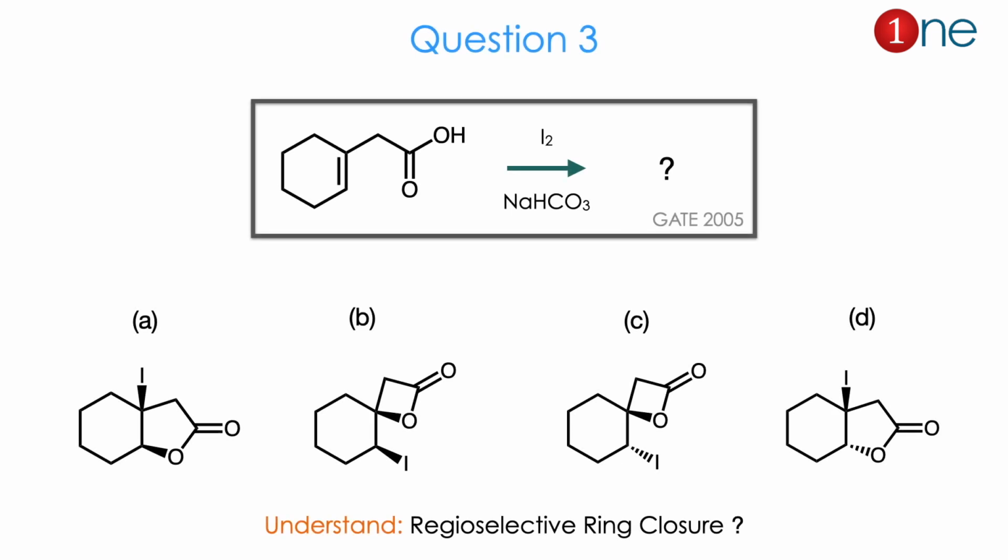Then question number 3. The starting material is a 6-member ring which has an alkene inside and an acid in the side chain. You are using iodine and sodium bicarbonate. They ask you to find the product. Here the products are mostly cyclized ones.